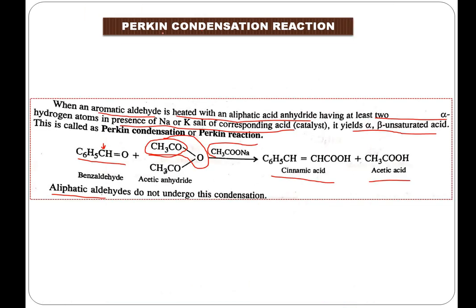So let's go back. So Perkin condensation reaction is simply a reaction between an aromatic aldehyde, where we have electron withdrawing groups, and the acetic anhydride in presence of salt of the corresponding acid to yield alpha beta unsaturated acid. In case of benzaldehyde, if you have taken benzaldehyde as a reactant here, then you will get cinnamic acid. So this is all about the Perkin condensation reaction. Important that aliphatic aldehydes do not undergo this condensation reaction. So this is all for the day.